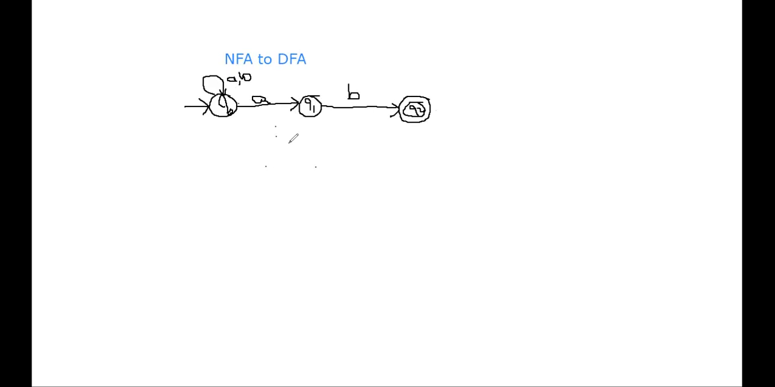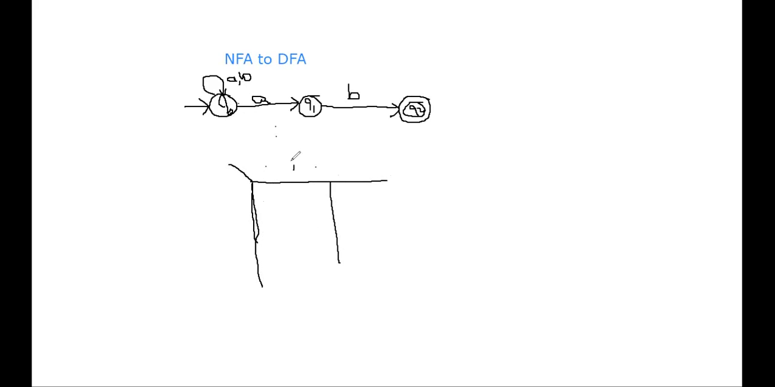Then I am going to show you how to convert this NFA into a DFA. Very simple. What is the initial state? Here in this case, the initial state is Q0. Now start constructing the transition diagram. Here also we need to start with the initial state of the NFA in the transition table. So what is the initial state of the NFA? The initial state of the NFA is Q0.